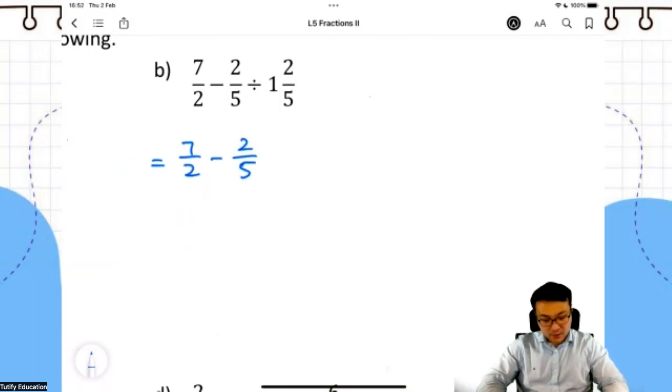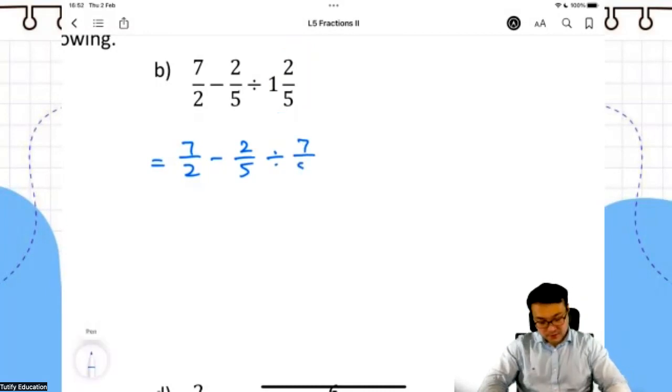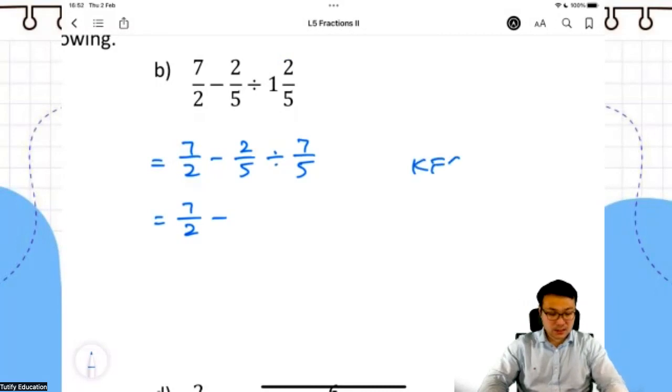2 over 5 divide by, we should always change the mixed number into an improper fraction first. Can you change it? 7/5. Yes, 7 over 5. So when you see a division, what should you do? You should do KFC. What is KFC? Keep, flip, change. You keep this, you flip the other one, and you change this to a times.